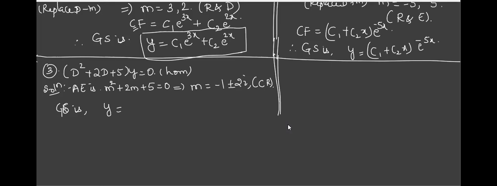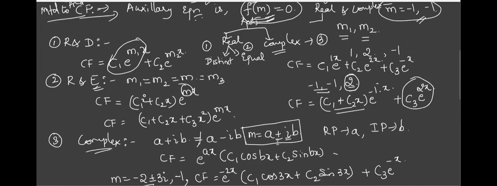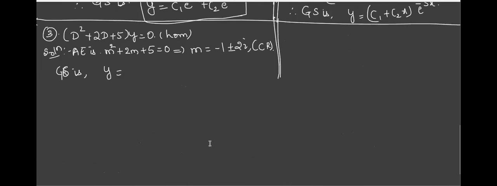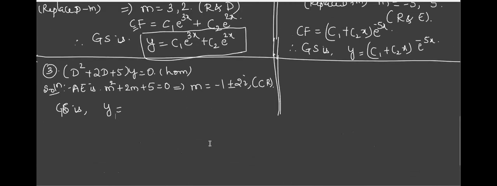How to write for complex? Again, see the real part: e raised to minus x. The real part is minus 1, so e raised to minus 1x, into bracket, C1 cos 2x plus C2 sin 2x. Yes, this is done. Hope clear?